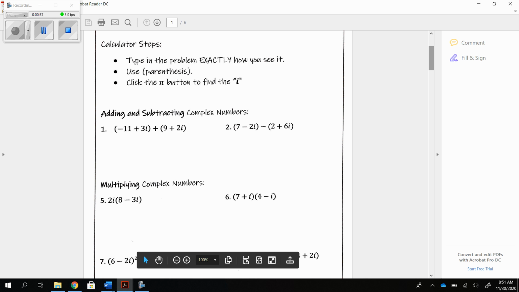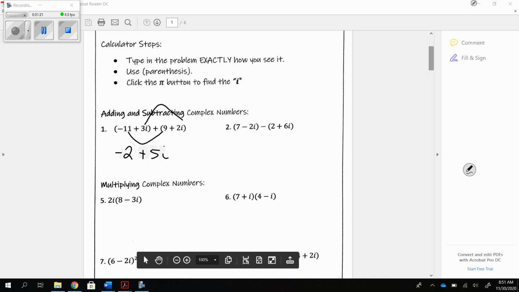All right, so we see these two are like terms, so we combine them. Negative 11 plus 9 is negative 2. Please don't forget your number line. Negative 11 plus 9, that means you're going up 9. Negative 11 plus 9 is negative 2. And then 3i and 2i are like terms, so you combine those and you get 5i. And that's it. We're done.